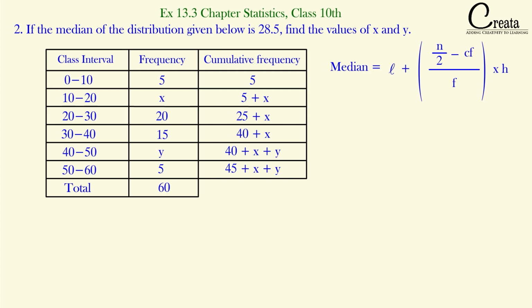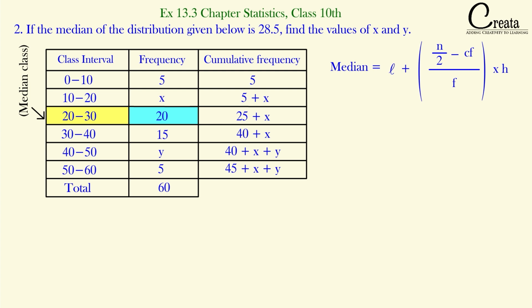Here the median in the question is given as 28.5. And what is median? Median is the central point of the given data, the central tendency. Here these are the class intervals or the ranges. Can you tell me in which of these ranges our median will come? Our median is 28.5, so this will come in the range between 20 to 30. Got it? This class will be called the median class, the class in which our median is lying.